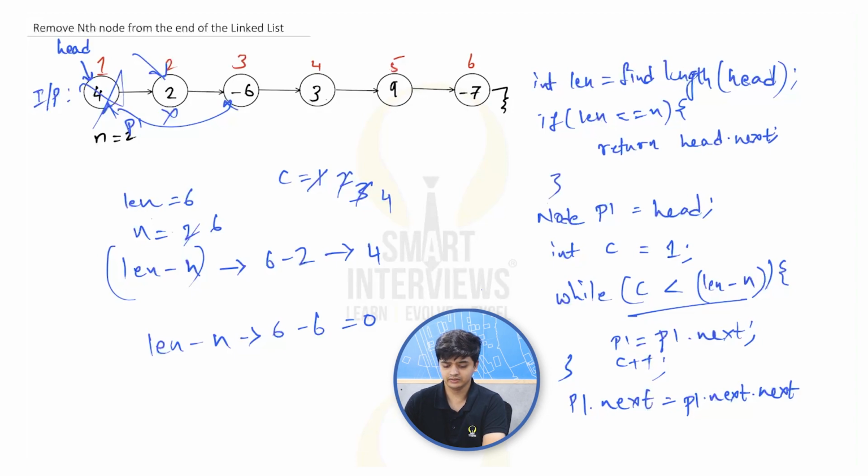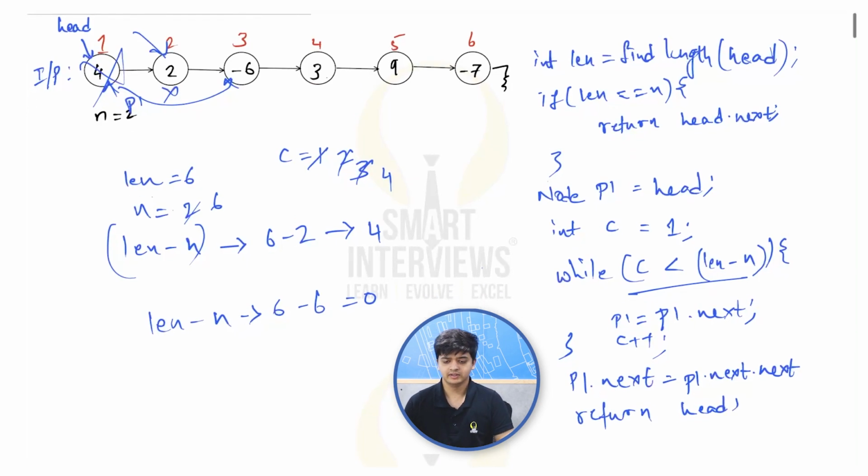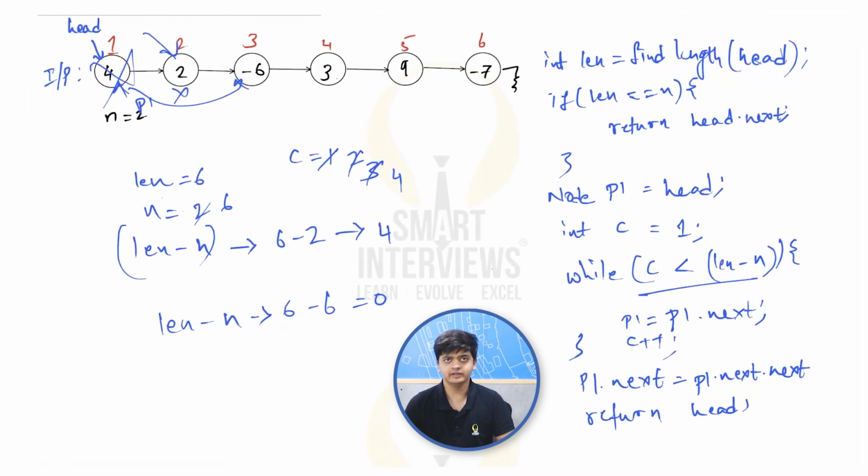Otherwise, here I'll return head. That's it. This is the basic logic behind deleting the nth node from the end. Let's code it up and see if it will work.